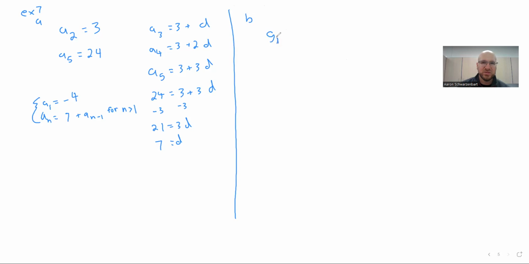So G sub 2 equals 3 and G sub 5 equals 24. G sub 3 then is 3 times my ratio. G sub 4 is my previous one times my ratio, or 3r squared. G sub 5, 3r squared times the ratio again, 3r cubed.